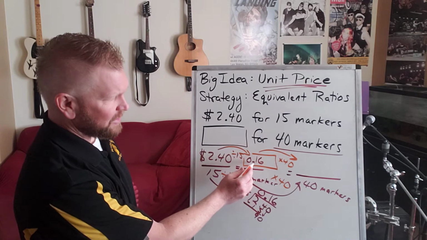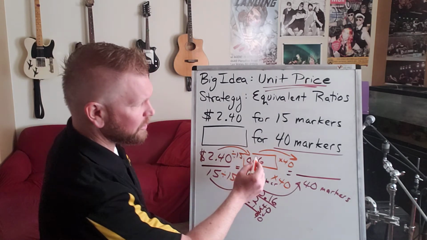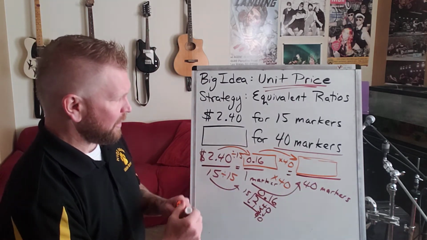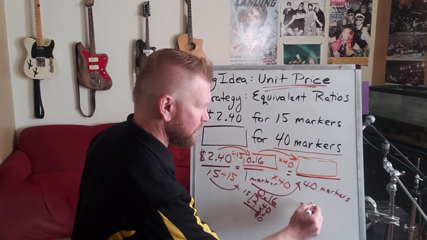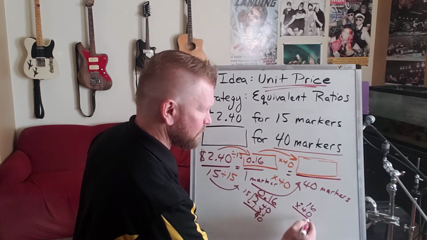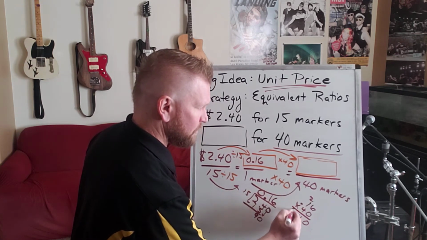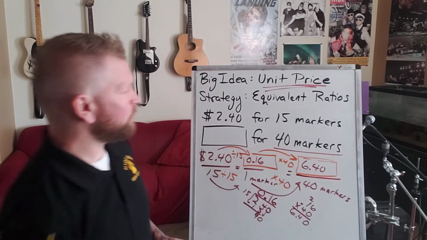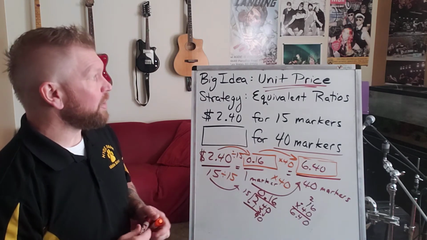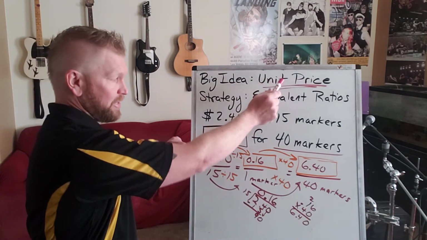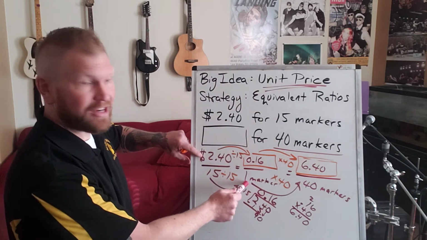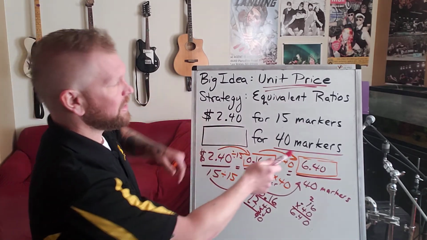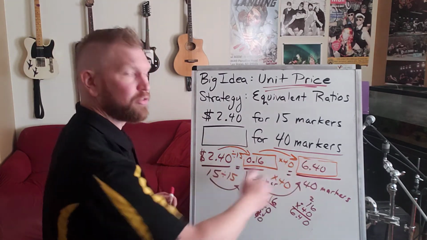So we've got 16 cents, that's for one marker, times 40, that will be the price for 40 markers. All right, so let's do 16 cents times 40. $6.40 is our answer. So we did that with equivalent ratios, and we also did it with the unit price, meaning make the ratio with 1 in the denominator. So we started with $2.40 for 15, 16 cents for 1, and then got to $6.40 for 40. So we have 3 different equivalent ratios.